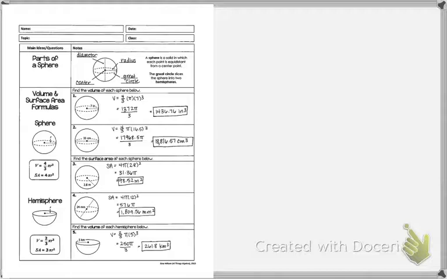So, in looking at this first page of your notes, you really only need to know the parts of the sphere and what you need to fill into the formula. For either volume or for surface area, you really only need the radius. So if you can figure out the radius, you should be able to figure out either the volume or the surface area.